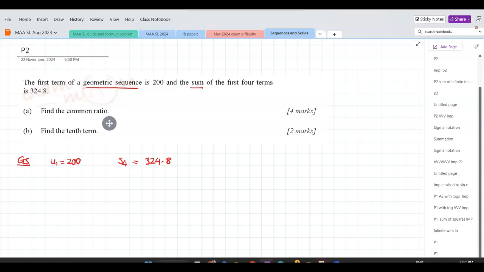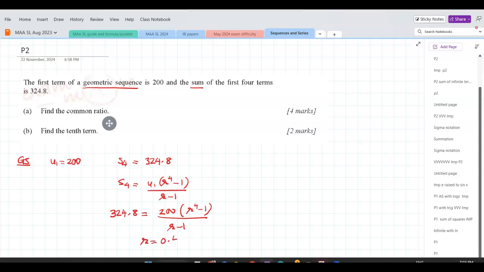So what is the sum of four terms? What is the formula? U1 into r raised to n minus 1 upon r minus 1. Substitute. So S4 is 324.8 is equal to U1, 200, into r raised to 4 minus 1 upon r minus 1. Then you put in solve and you will get r is equal to 0.4.